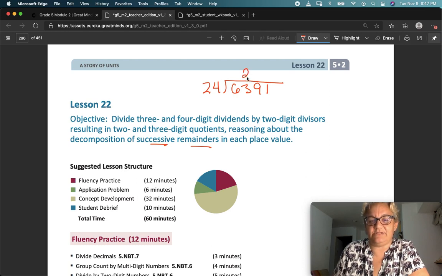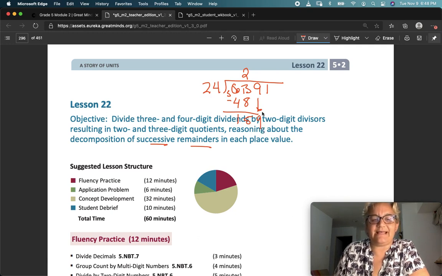Let's try that 2 times. 2 times 4 is 8. 2 times 2 is 4. Okay. And then we're going to have a leftover of a remainder of 15. Okay, 15 is smaller than 24, so we're doing great. But now when I bring down this 9, I have 159.